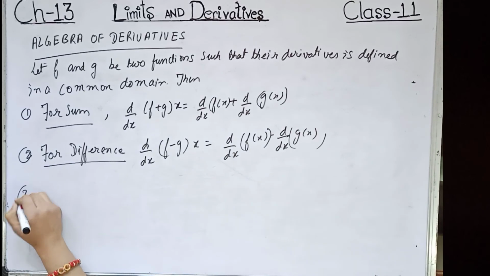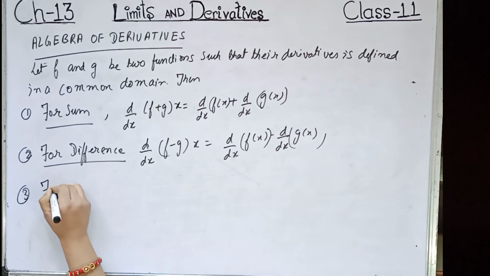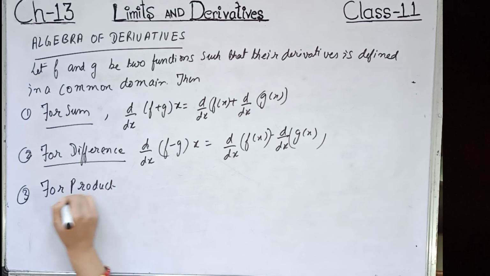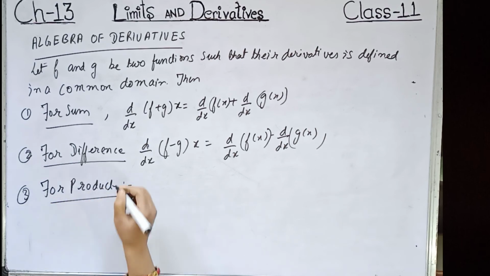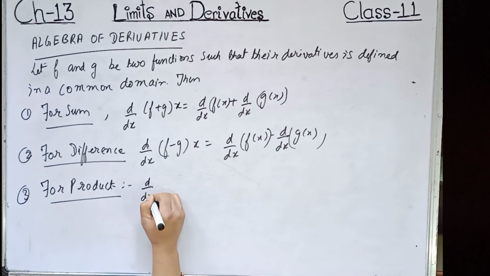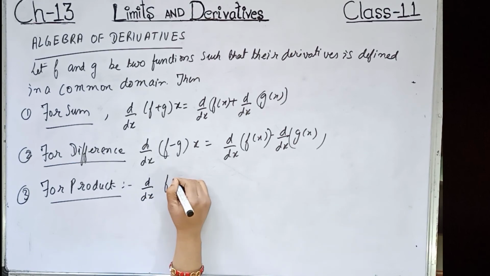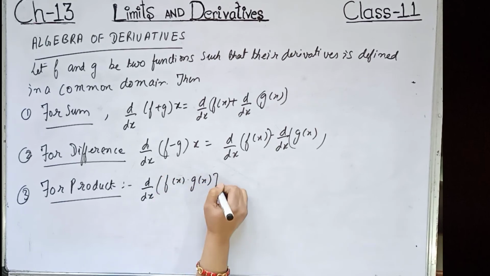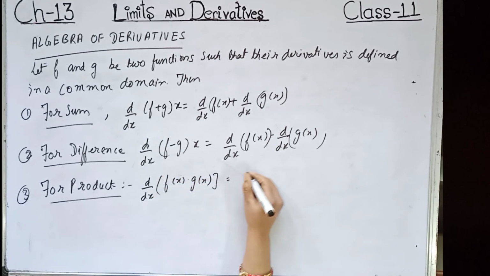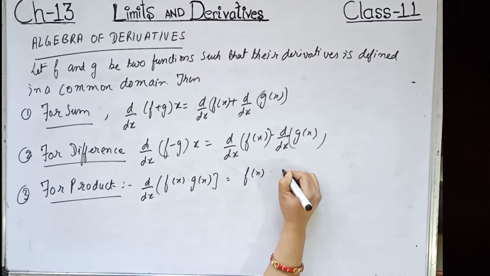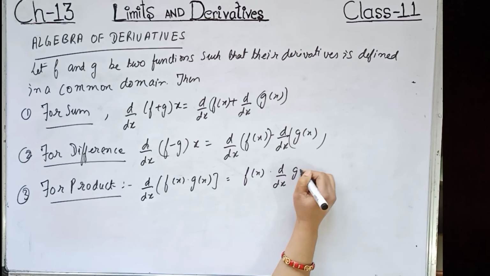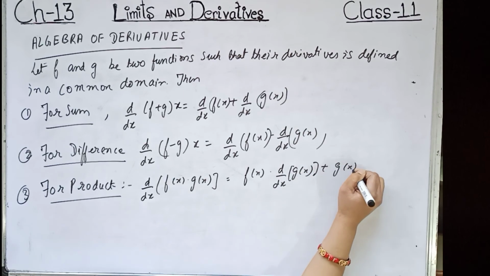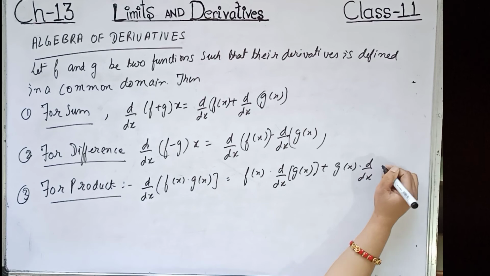Now for number 3, this is important, children, for product. For product, d/dx of f(x) into g(x), okay, will be equal to f(x) into d/dx of g(x) plus g(x) into d/dx of f(x).